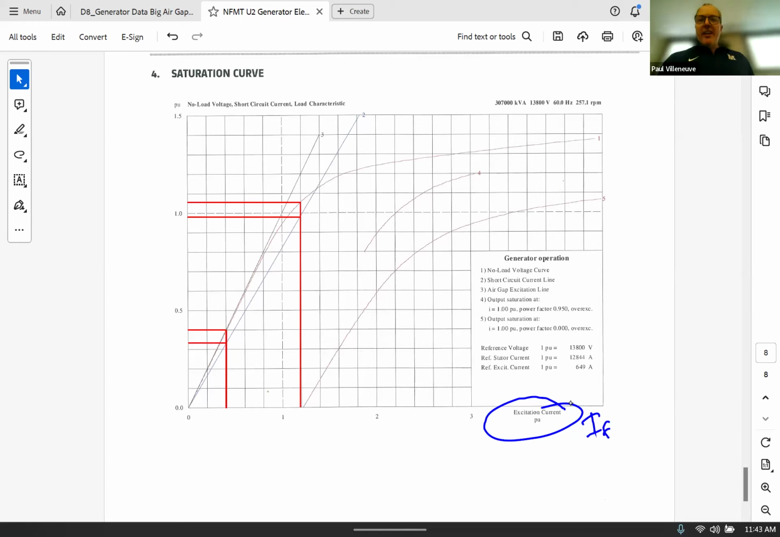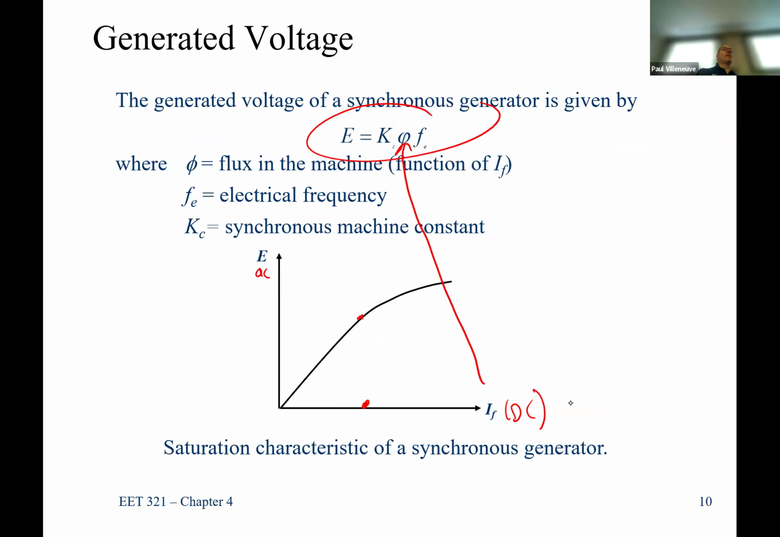And then if you look over here, we get an output voltage. That no load voltage curve is the back EMF voltage when we have no load on the machine. That's the actual voltage that's created on the stator. So this curve that does this, that is this curve right here. It's the same curve. And it shows you saturation.